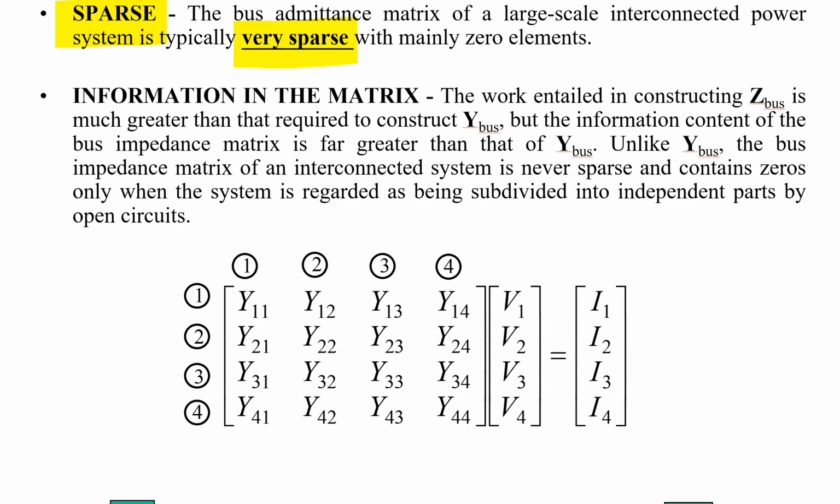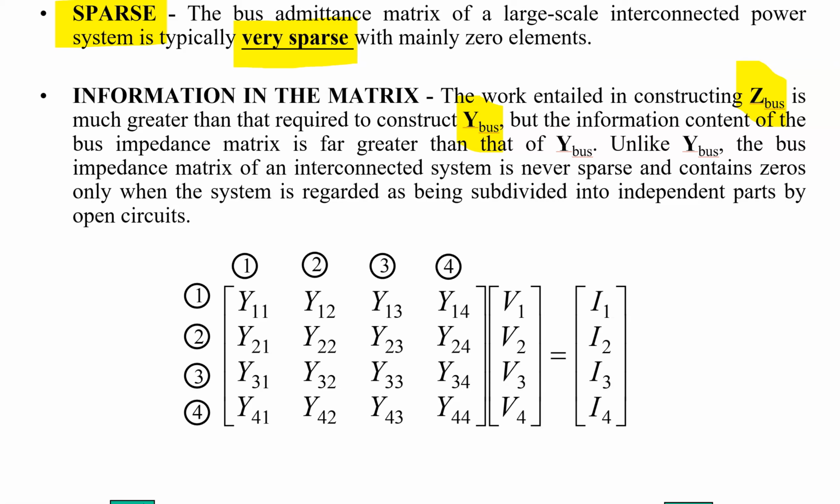So here is some information on the matrix. The work entailed in constructing Z bus is much greater than required to construct Y bus. But the information content of the bus impedance matrix is far greater than the Y bus. So when we work on short circuit calculation, when we have a ground to phase fault and so on, we will have much more information when we're using the Z bus, and so we use that instead of the Y bus. We'll come back to that.